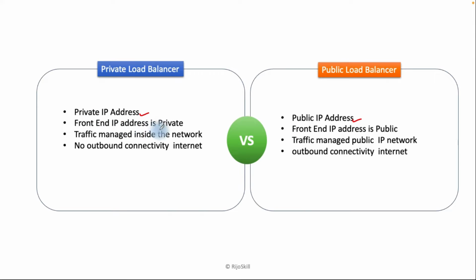So in the private load balancer the front-end IP address is private, and here in the public load balancer the front-end IP address is public. So traffic is only managed inside the network, and it will not be managed with the outside one. Traffic is managed on the public IP network and has no outbound connectivity to the internet. And here you can see the outbound connectivity to the internet. Now you understand the concept of private load balancer and public load balancer.